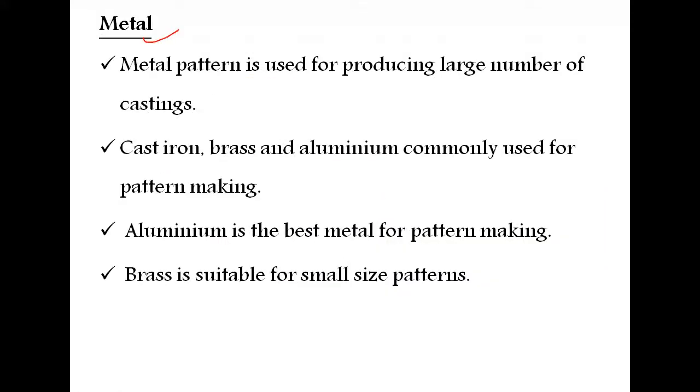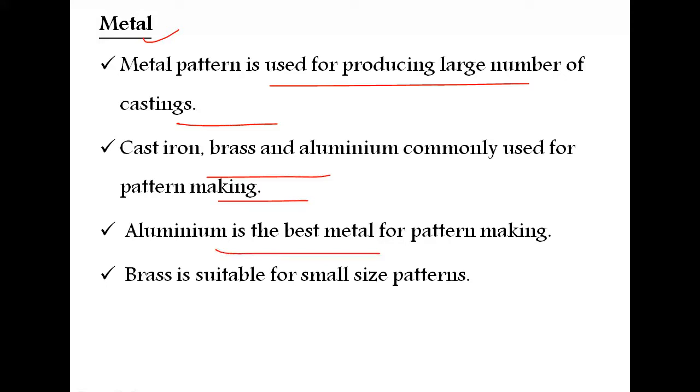Metal. Compared to wood, metal life is high. A metal pattern is used for producing a large number of castings. Generally cast iron, brass and aluminum are used for pattern making. Aluminum is the best metal for pattern making because of its availability and flexibility; the shape can be changed easily. This is the reason you use aluminum.